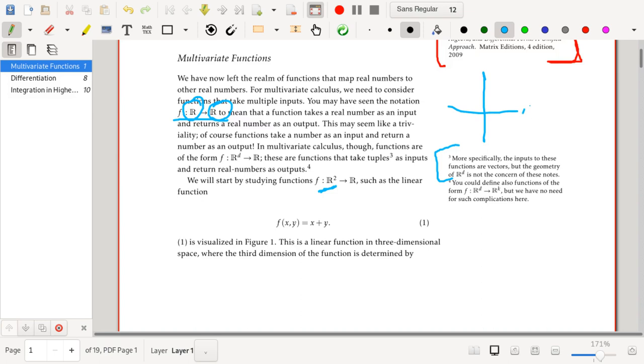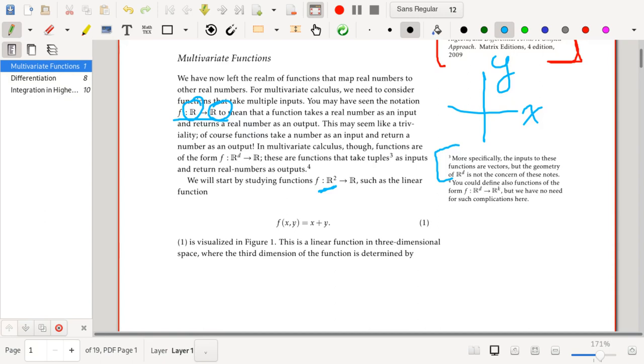that has an x coordinate and a y coordinate. We call this R2 because it's a combination of a real number that corresponds to the x dimension and a real number that corresponds to the y dimension. So we call it R2 because there are two tuples. So a tuple with two numbers in it.